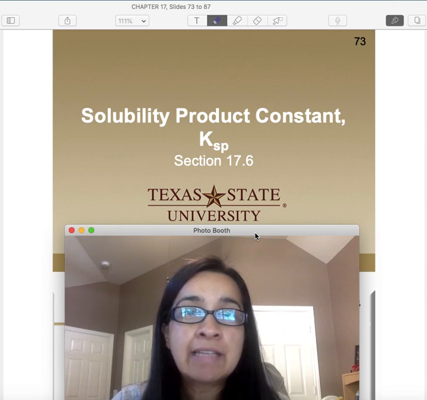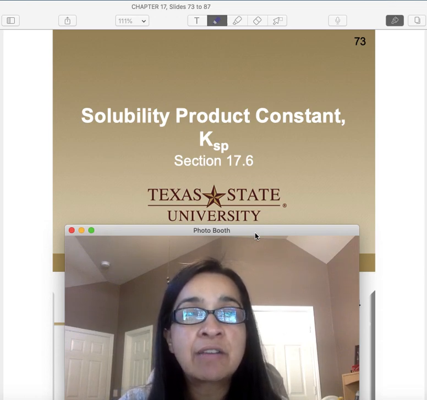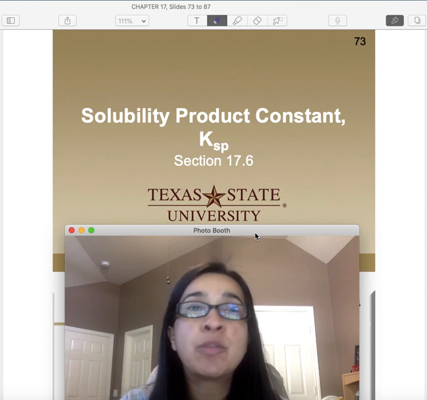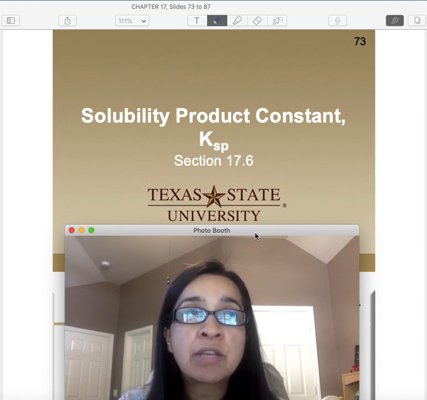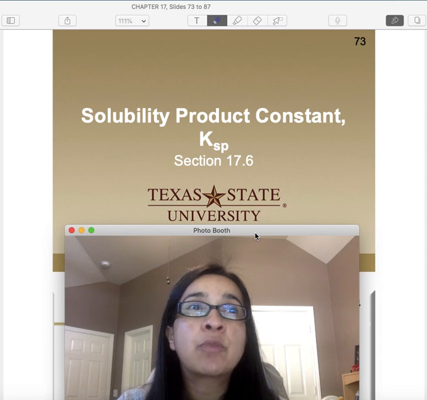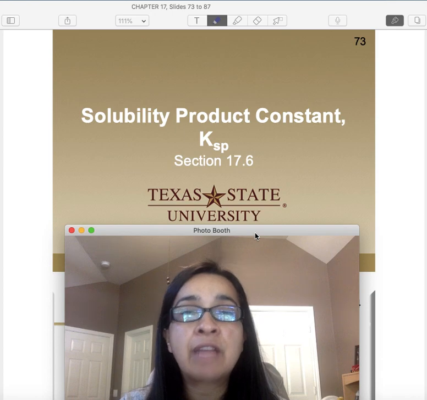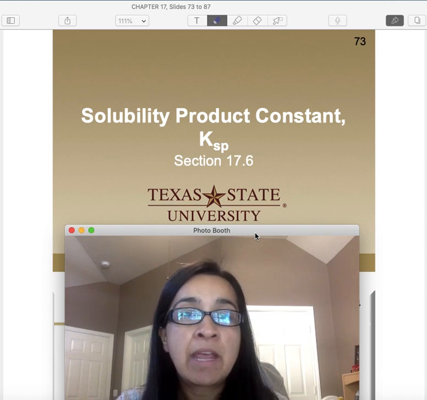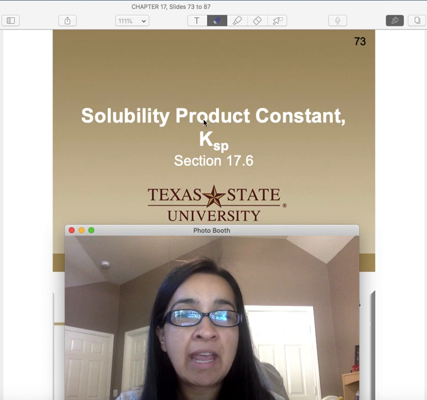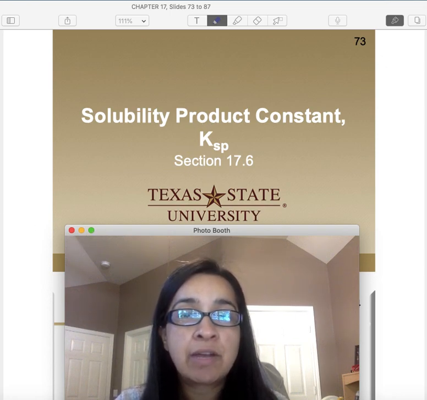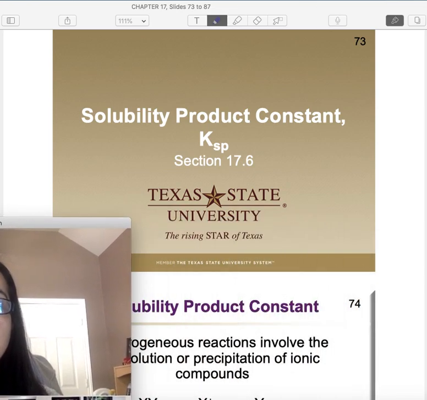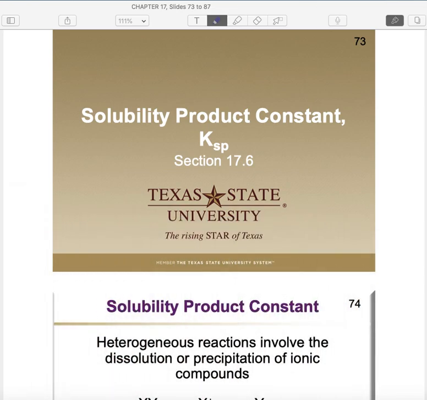All right, in this part of the lecture, we're going to be switching from the treatment of homogeneous equilibria, in which all of the reactants and products were in the same phase, to now talking about heterogeneous equilibria processes, in which one or multiple of the substances that participate in the reaction are in the solid phase. And we're going to be introducing a new type of K that is associated with this dissolution process. So let's go ahead and get started. This is section 17.6 of your book.